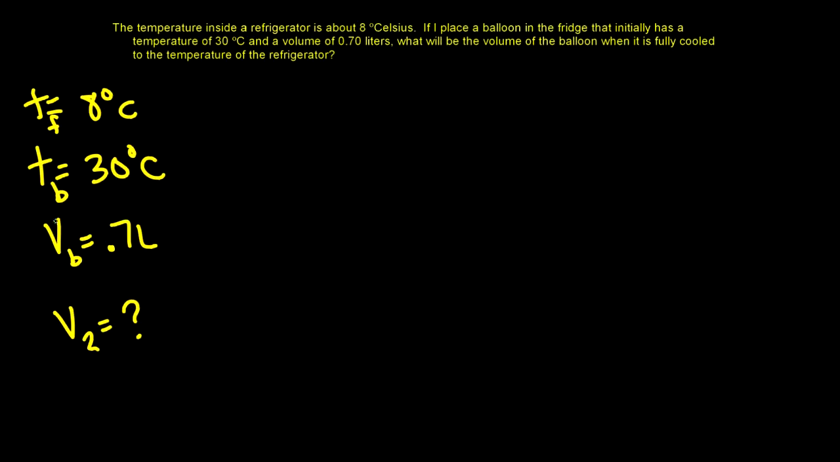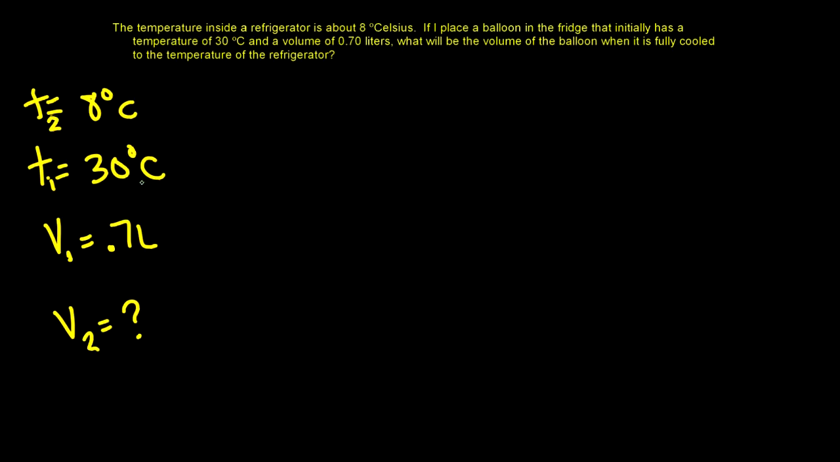Now, these two variables here will go together: the temperature of the balloon and the volume of the balloon originally. So I'm going to change that B to a 1 now, just so it's indicated as my original. And it says we're going to change the final temperature of the balloon to that of the refrigerator. Well, the refrigerator temperature is 8 degrees, so I'm going to change this to temperature 2.